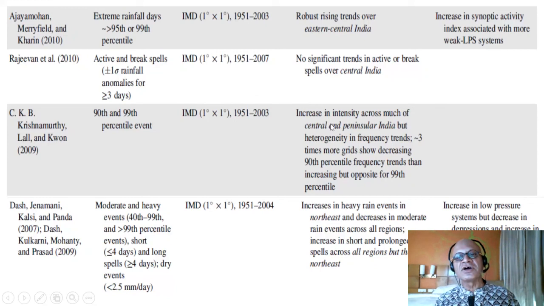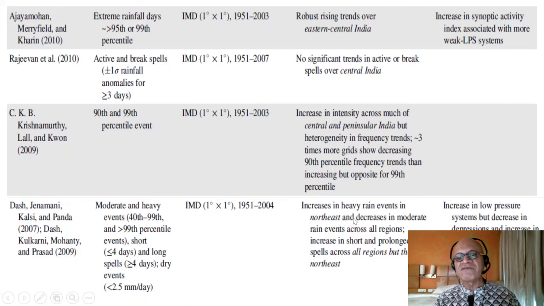This study here: increase in intensity across much of central and peninsular India, but heterogeneity in frequency trends. Approximately 3 times more grids show decreasing 90th percentile frequency trends than increasing, but opposite for the 99th percentile. So the definition of extremes can make a difference. As we said before, it's about which bins you are looking at in terms of increasing frequency versus decreasing frequency. This study here looked at 1 degree by 1 degree grid. So you can see that IMD has multiple products and people have used different resolution products.